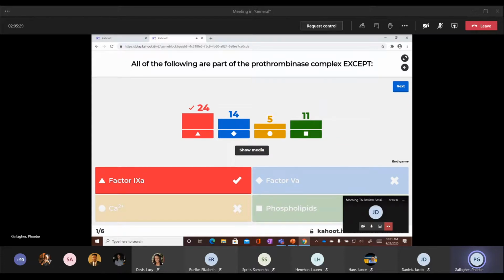Right, yes. So it's factor 10A, not factor 9A. So make sure you know the prothrombinase complex.